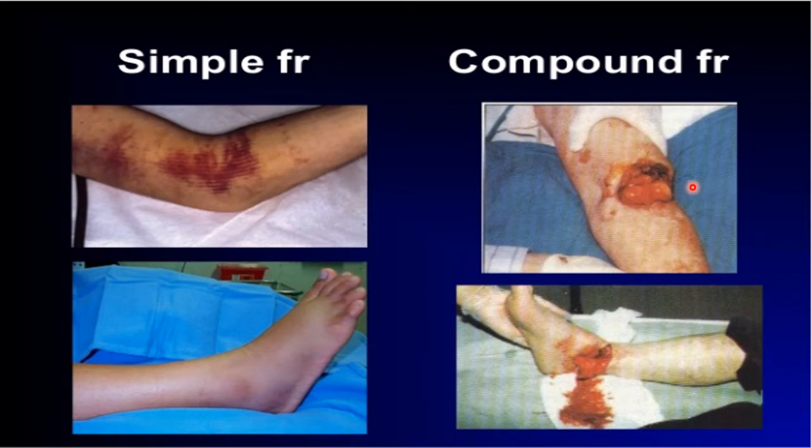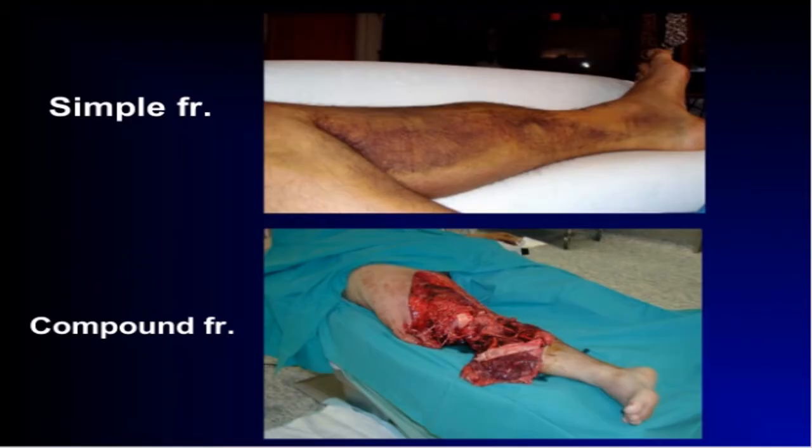Here you see a compound fracture where the underlying bone is fractured, but the bone ends are exposed because of the overlying wound and trauma to the soft tissues. Here you see another example of a compound fracture where the bone is lying outside the soft tissues. Simple fracture: swelling, bruising, deformity. And a compound fracture where the bone and the soft tissues lie exposed.